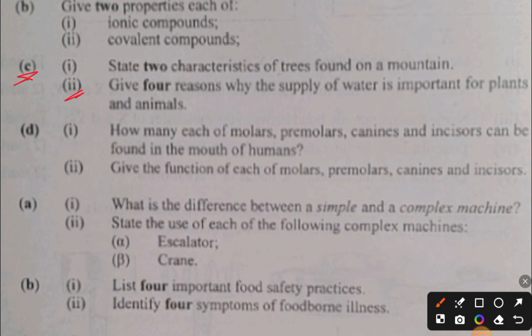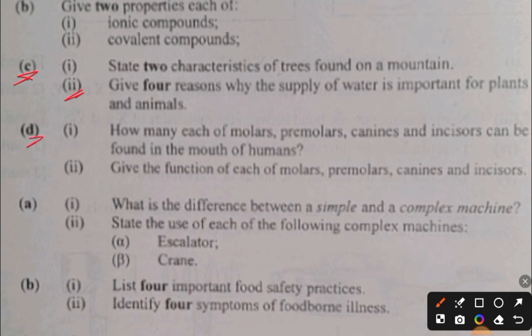Now for plants, water helps them to absorb and transport nutrients. Also, water helps plant cell structure and prevents wilting. The water cools down plants through transpiration. And water helps to dissolve minerals in the soil so that the plants can absorb them through the roots.